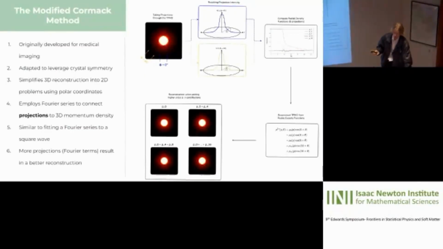It simplifies the 3D reconstruction into a series of 2D problems by decomposing the projections into polar Fourier series. And then you calculate radial density functions, which tell you how that momentum density is distributed in 3D space. And this allows you to then reconstruct what the original TPMD should look like.